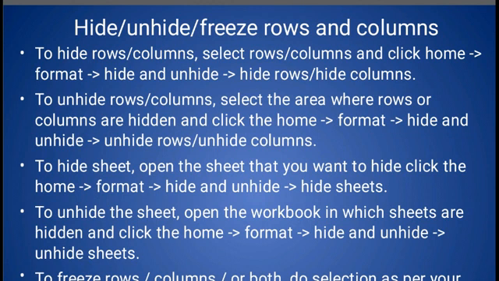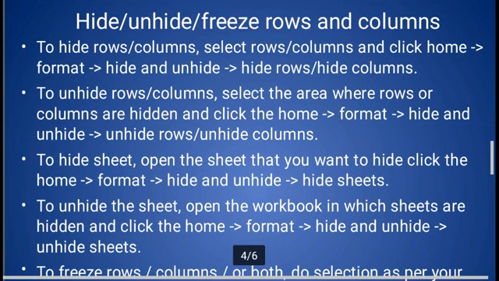So we can also hide a single row or multiple rows. We can also hide a single column or multiple columns. When you hide them, it is possible to unhide the rows and columns again. Select the area where rows or columns are hidden, click Home, then select Format, then Hide and Unhide, and choose Unhide Rows or Unhide Columns. This is a simple thing.